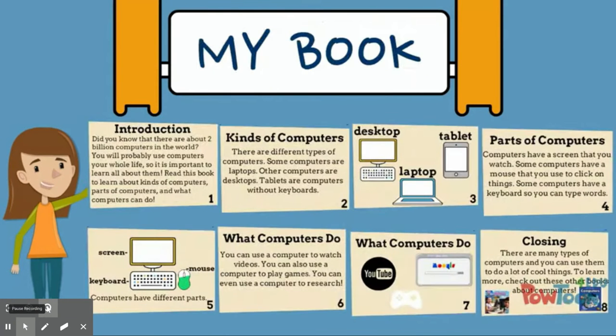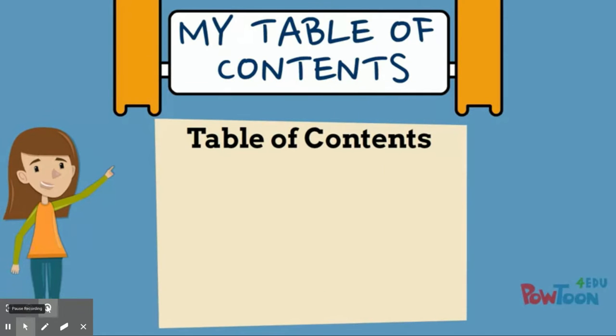Here are all of the pages I've written for my book. I've numbered them and put them in order, so now I can make my table of contents. I'll start with the introduction. Here's my table of contents. I will write the heading Introduction and then page 1.